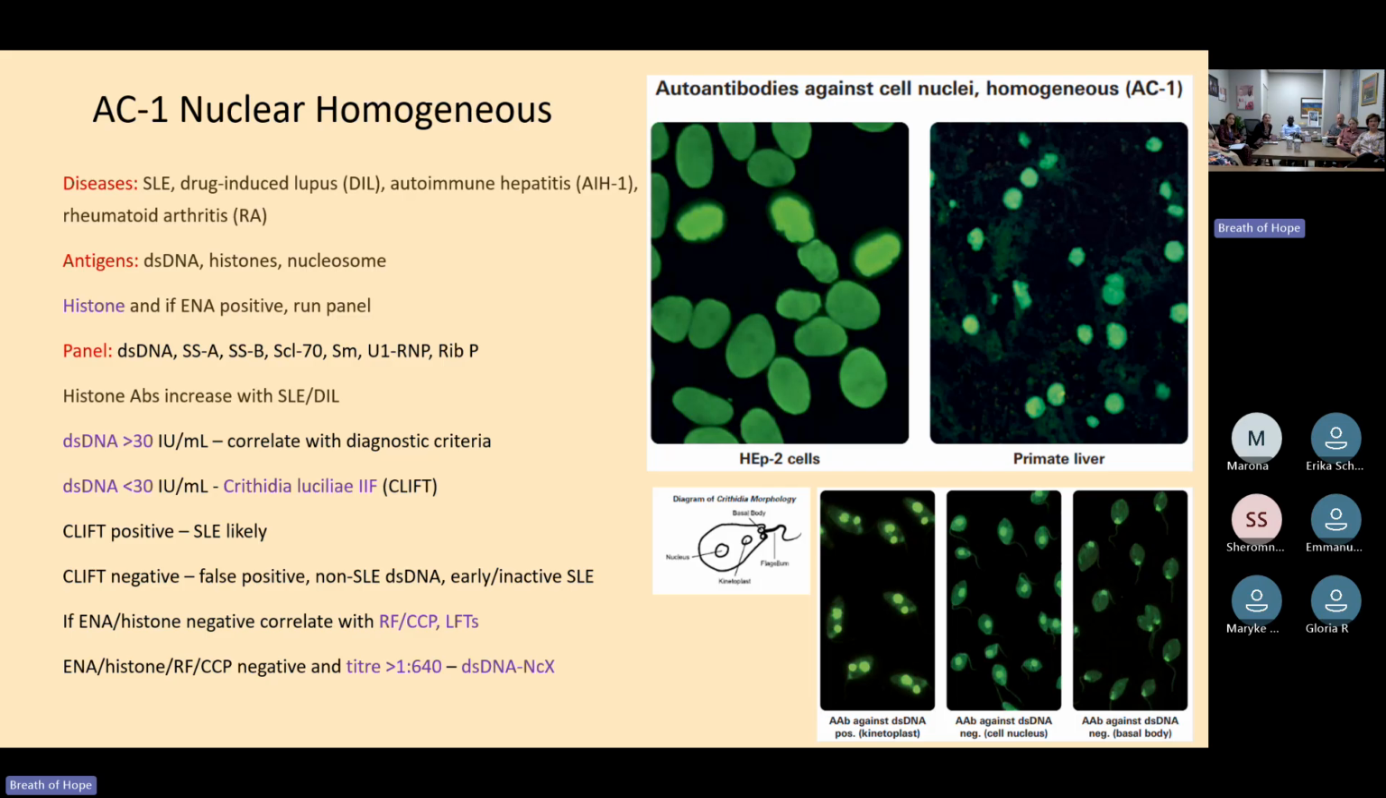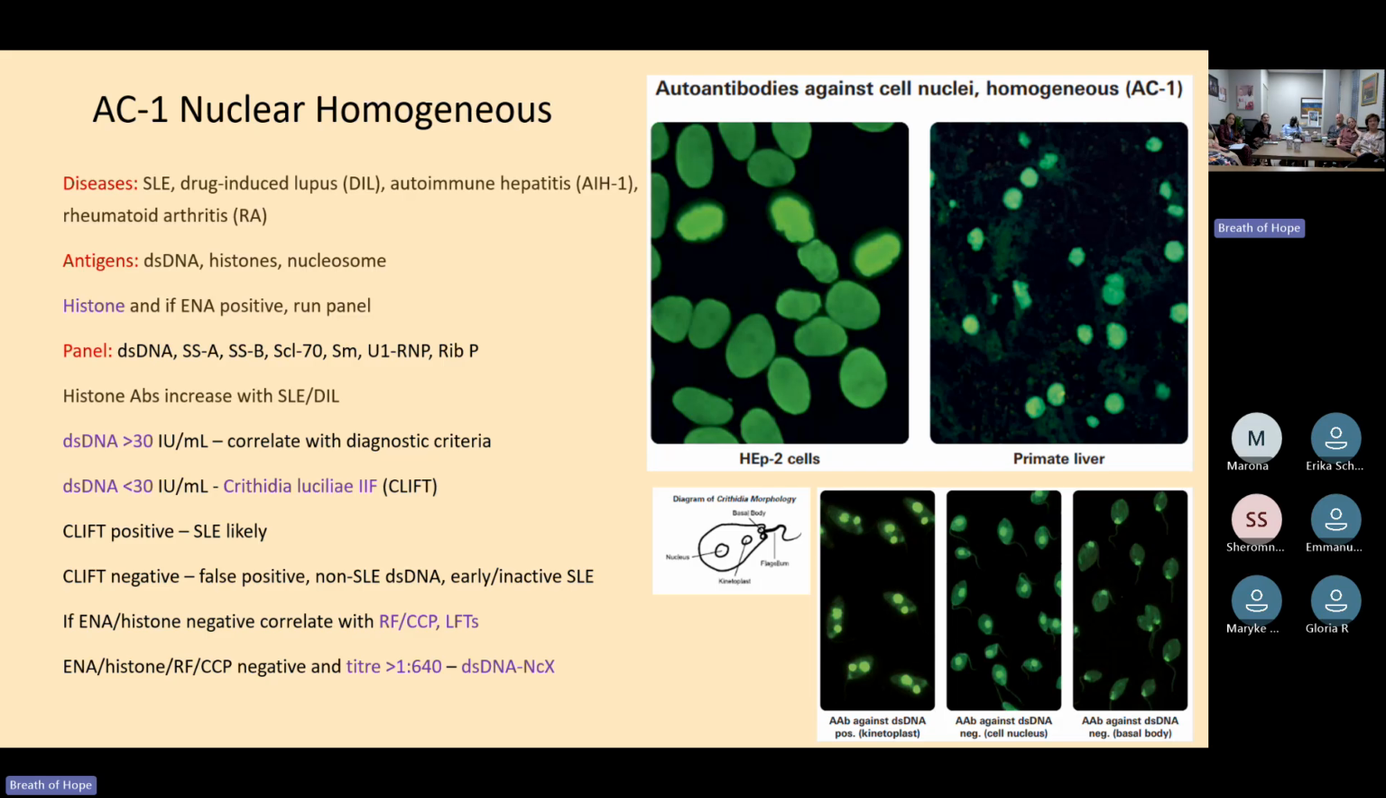All right, so if we find all of these things negative, the other thing that's very important to look at is your RF and your CCP. Because we find a very high percentage of patients with rheumatoid who've got an AC1 pattern. So then you have your AC1 pattern, your ENA screen is negative, your histone is negative, your RF is elevated, we'll say most likely the pattern is due to rheumatoid.